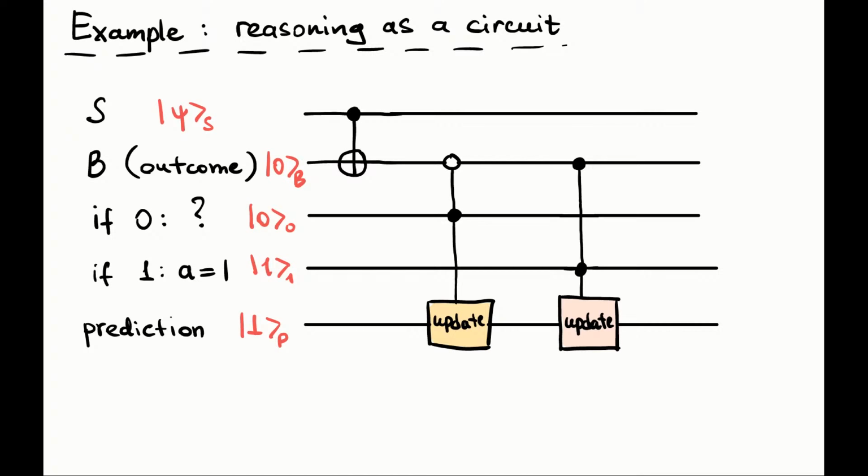And then we have the prediction system, where we store Bob's prediction about Alice's outcome, which is initially in a state which corresponds to the "I don't know." And then we have the following scheme. First, Bob measures system S, which, as we've seen, corresponds to a CNOT. Then he has to carry out two updates. The first update is conditioned on him getting outcome 0. Then we check the corresponding instruction qubit, and then we see if we need to update the prediction or not.